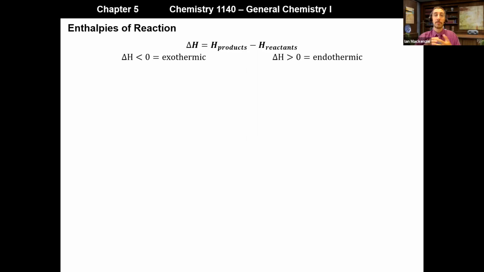And so if delta H is negative, then that's the same as Q being negative, as we talked about before. So this is an exothermic reaction. If delta H is positive, then the change in Q is positive, and it's an endothermic reaction.